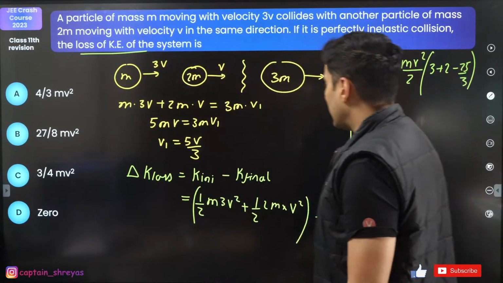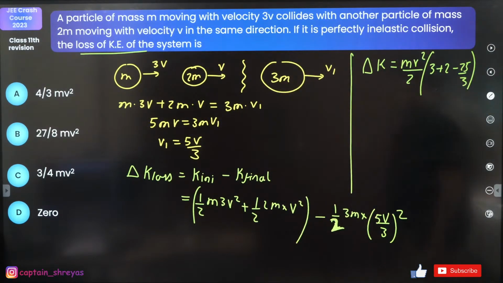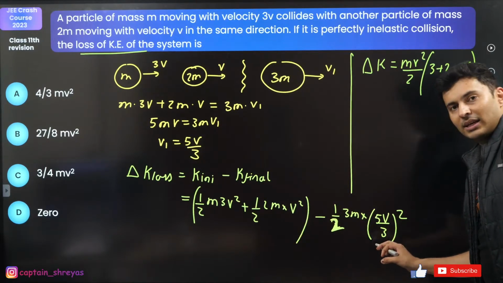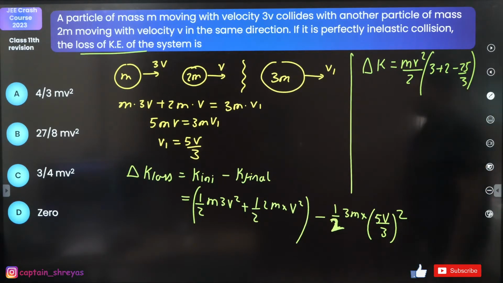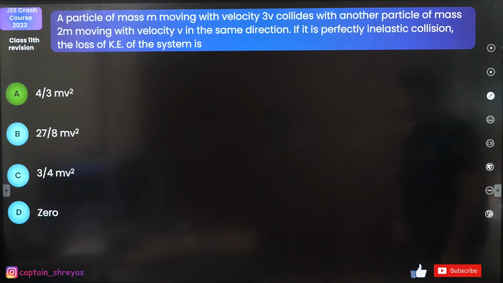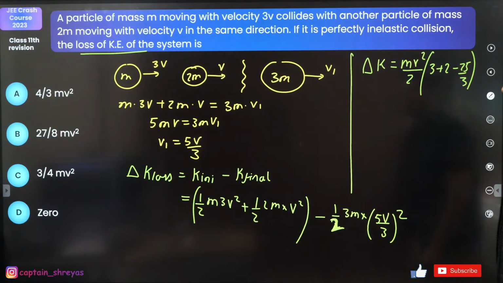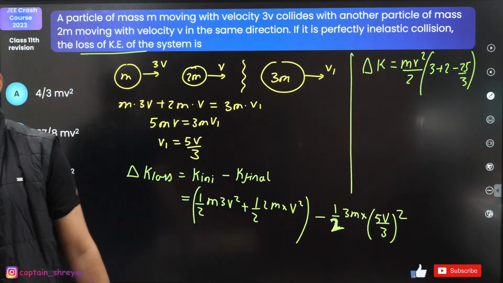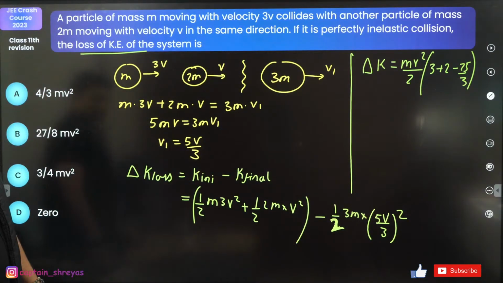Yep, 9. What is 9? This 5v square by 9. But this 3 and this 9 will cancel. Only 1 3 will remain. So I think you should get the answer as 4 by 3. Just check it out. Yep. Awesome. Great.